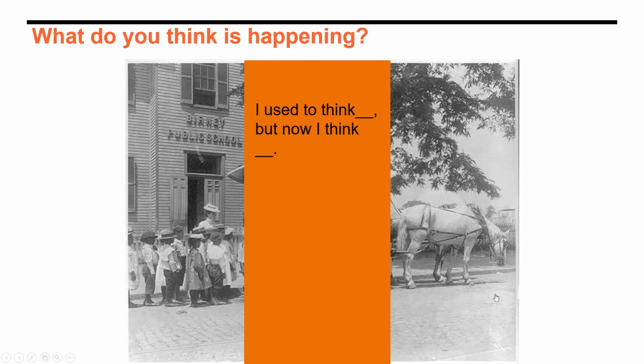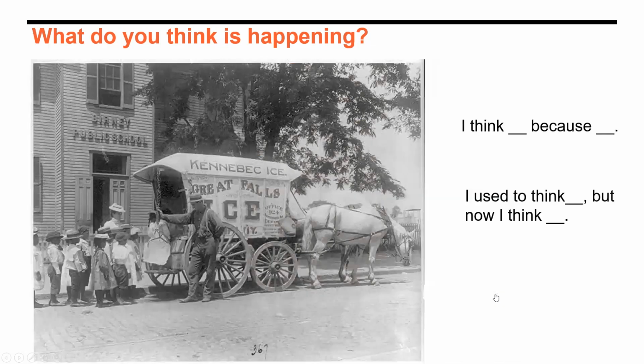Let's take a look at the middle piece. And the same frame, if you'd like. I used to think blank, but now I think blank. I used to think they were going to school, but now I think they are going elsewhere. I now think they are lined up to get into the buggy to go on a trip. Take a look at the vehicle closely. I'm just going to focus your attention. What clues are there on that vehicle about what might be going on?